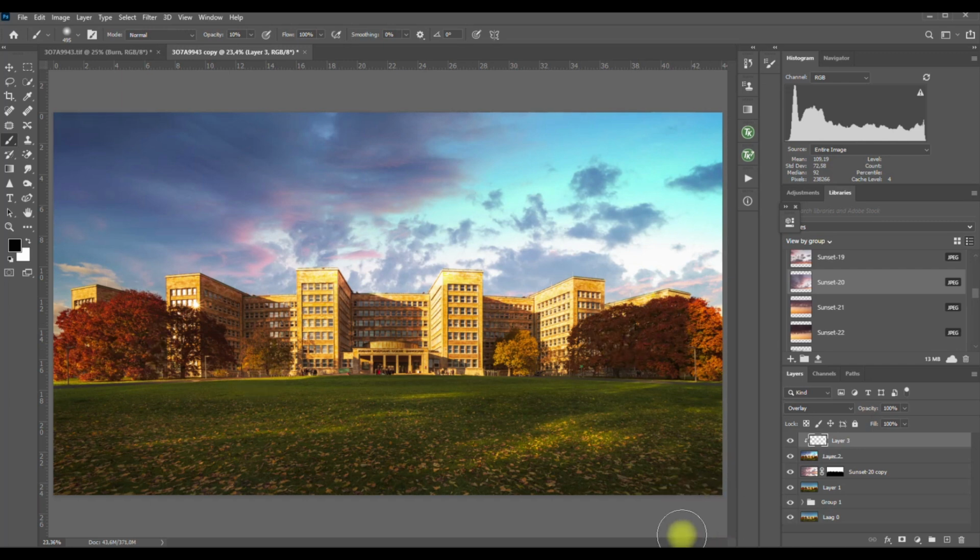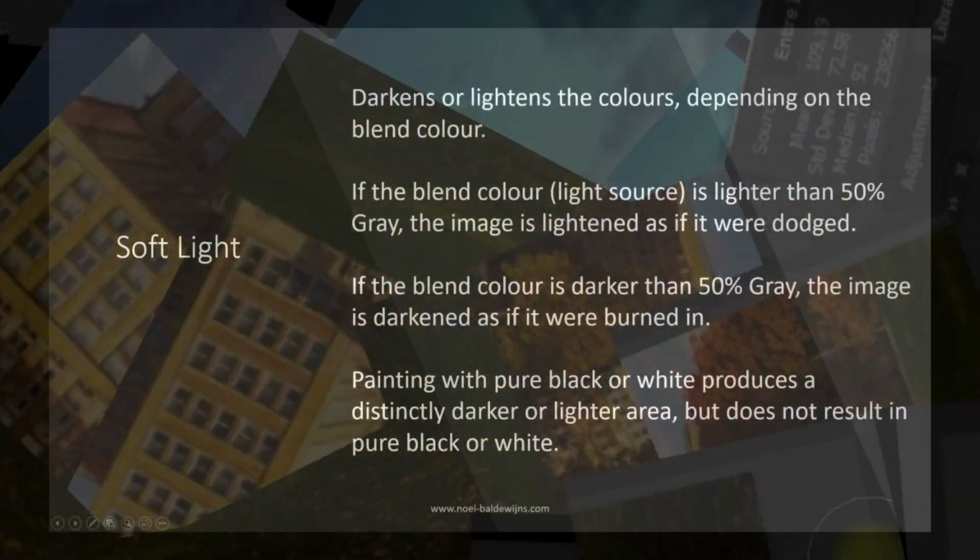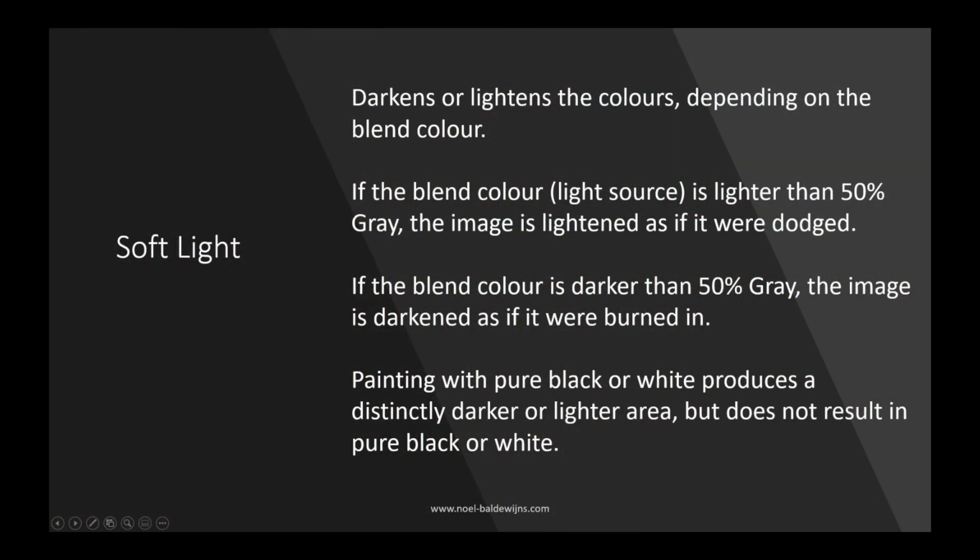Now let's talk about soft light. Soft light darkens and lightens the colors depending on the blend color. If the blend color, meaning the light source, is lighter than 50% gray, the image is lightened as if it were dodged. If the blend color is darker than 50% gray, the image is darkened as if it were burned. Painting with pure black or white produces a distinctly darker or lighter area but does not result in pure black or white.